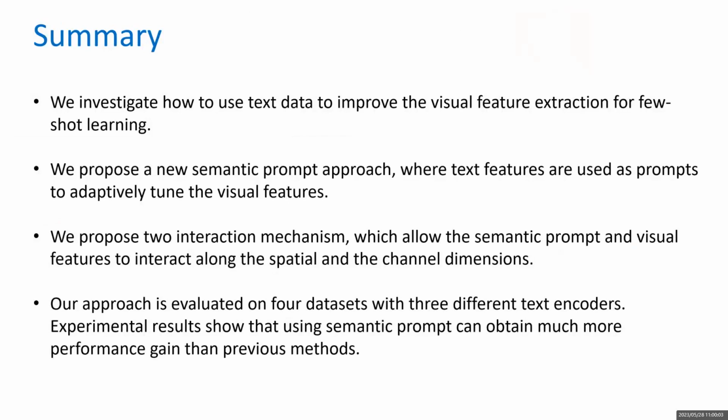In summary, we investigate how to use text data to improve the visual feature extraction for few-shot learning. To this end, we propose a new semantic prompt approach, where text features are used as prompts to adaptively tune the visual features. Specifically, we propose two interaction mechanisms, which allow the semantic prompt and visual features to interact along the spatial and the channel dimensions. Finally, our approach is evaluated on 4 datasets with 3 different text encoders. Experimental results show that using semantic prompt can obtain much more performance gain than previous methods.